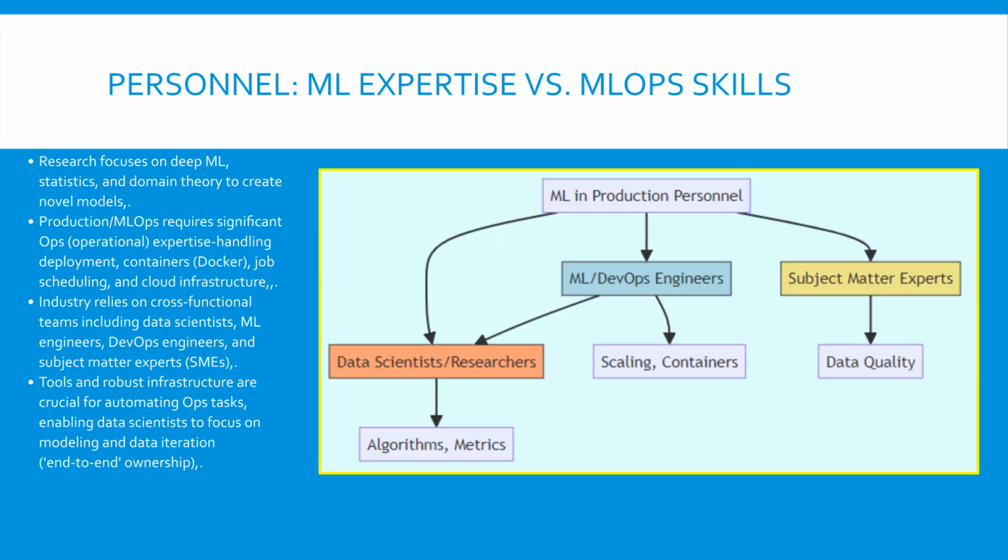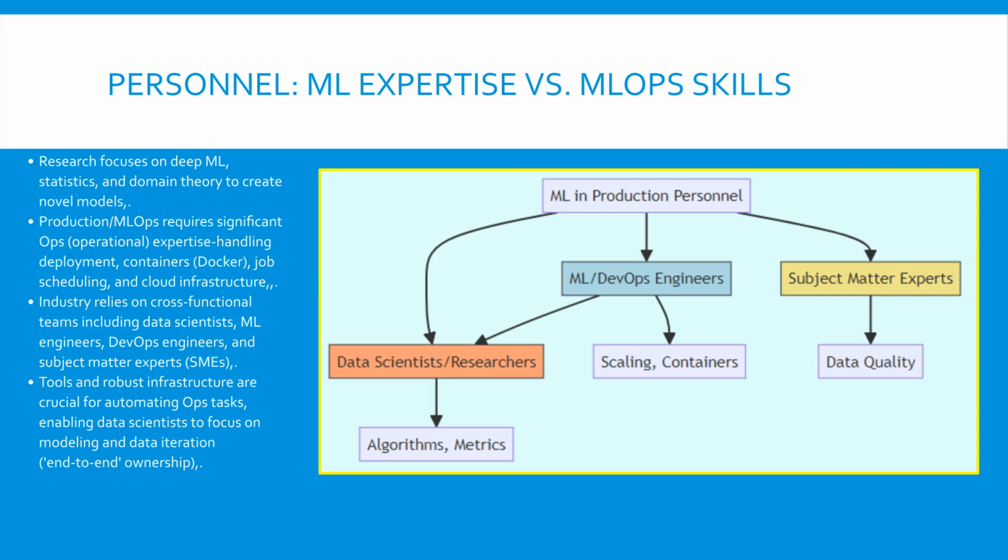The required skills differ significantly. In academia, success usually requires deep knowledge of ML algorithms, probability theory, and complex statistics. Data scientists and researchers focus intensely on modeling and mathematical proofs. However, MLOps, or ML in production, needs operational expertise, often shortened to ops. This includes essential engineering tasks like using containers to package models, managing distributed computing resources, and orchestrating complex job workflows.